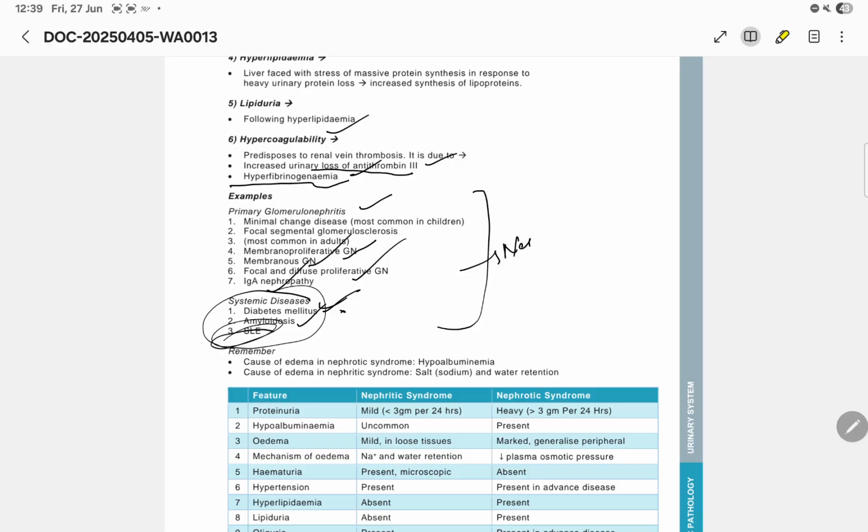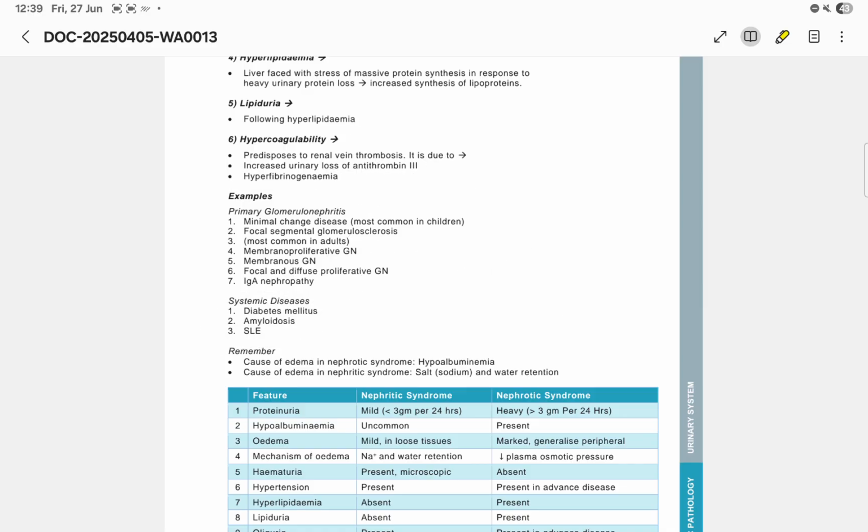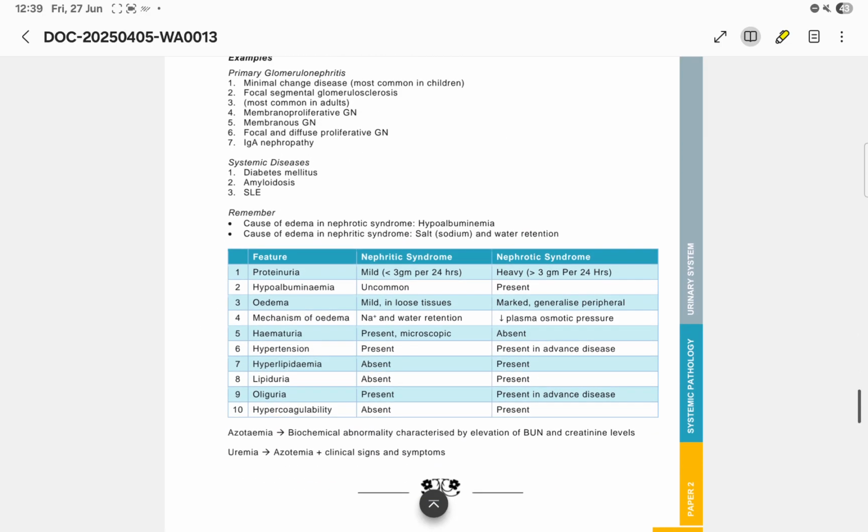Then let us see some basic differences which are usually asked. This table states that proteinuria is mild here, heavier there. Hypoalbuminemia is not seen here, present there. Edema is mild, but it is marked in nephrotic syndrome. Mechanism of edema differs. Hematuria present, here absent. Hypertension present, here present. Hyperlipidemia absent, present. Lipiduria absent, present. Oliguria present, present. Hypercoagulability absent, present. When we understand this table, then we can easily differentiate the two.